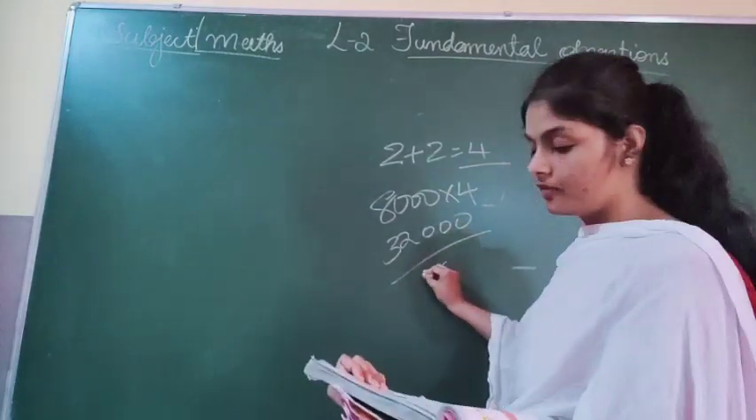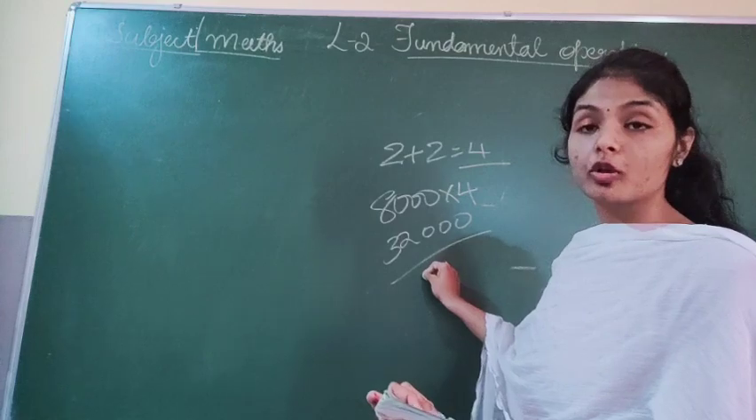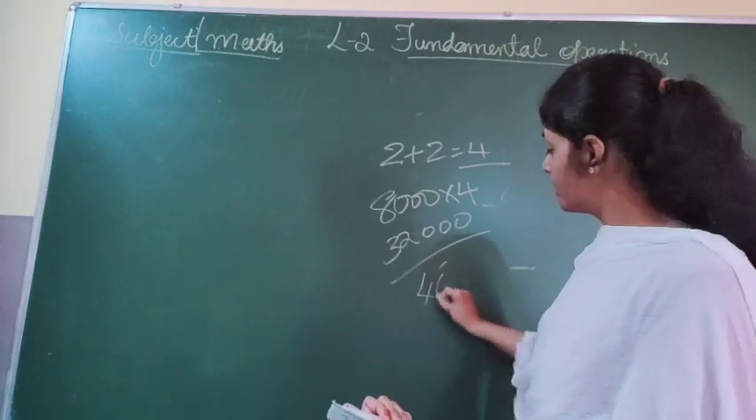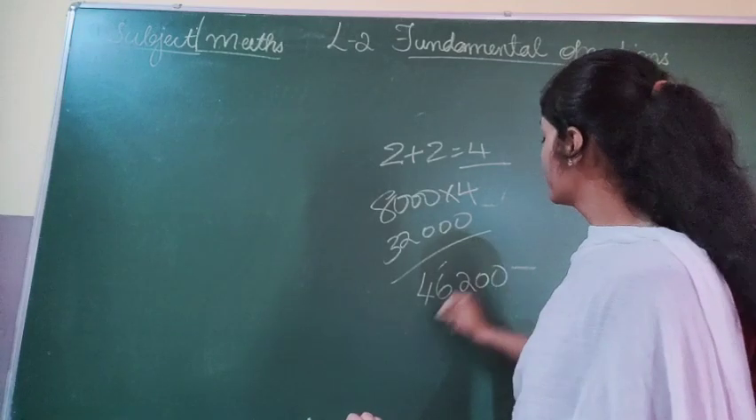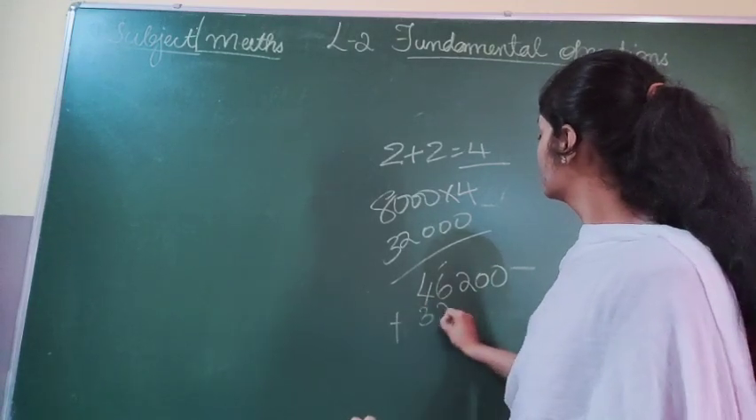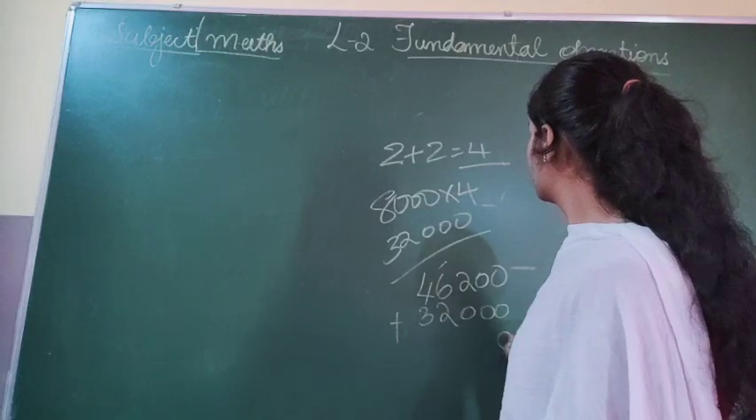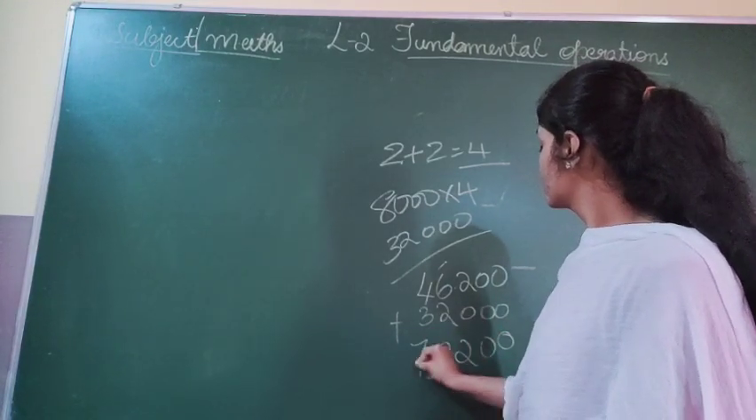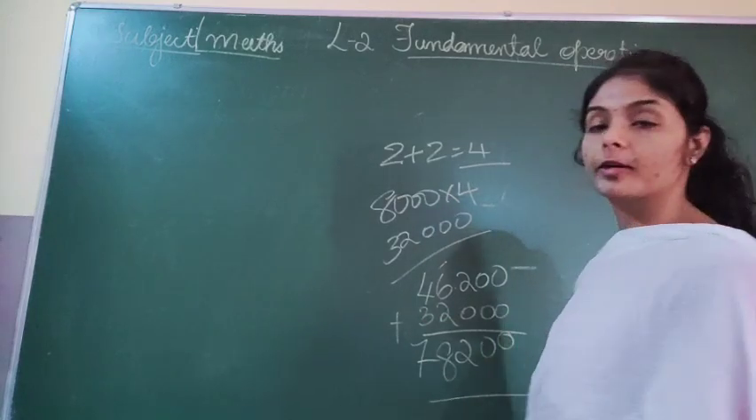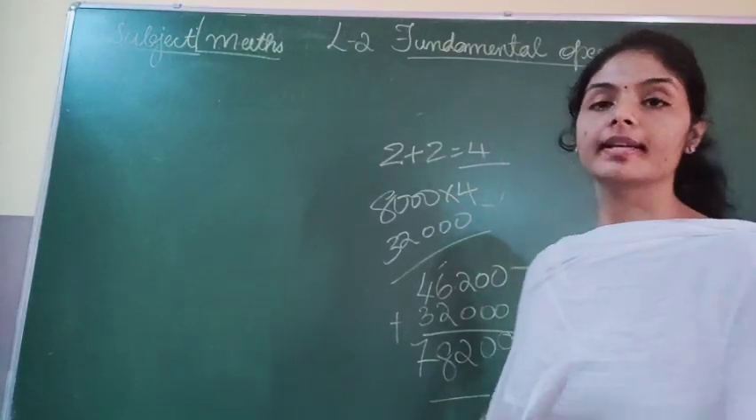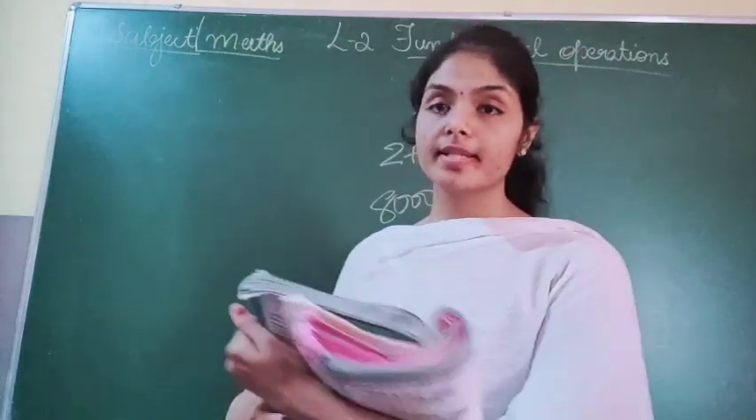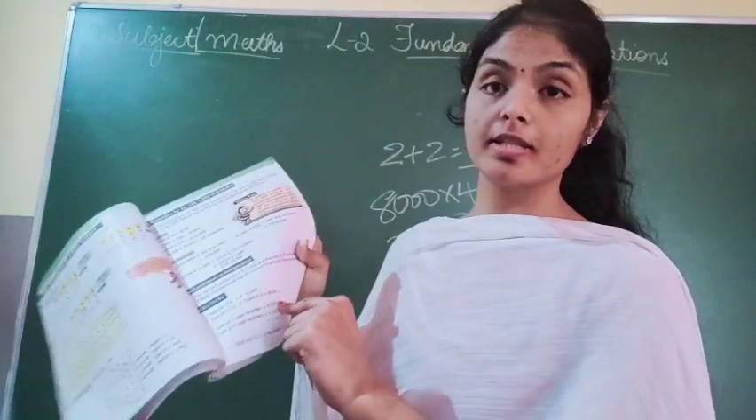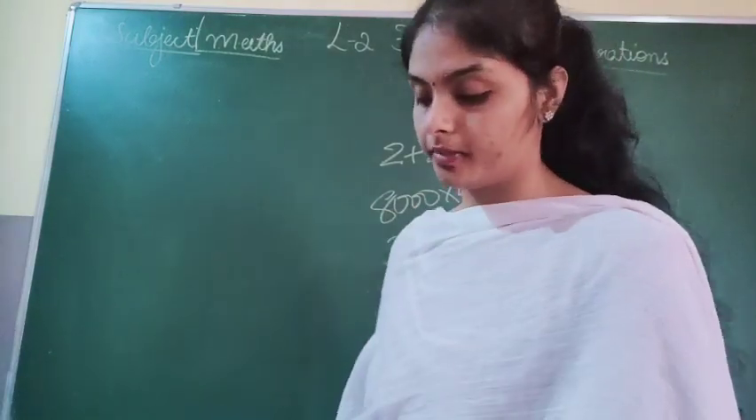Now, the first answer we got, for which one? For the cost of the color TV, for 3 sets. The answer is 46,200. We have to add it with 32,000. So this is your answer, the total cost of all the calculation. Understood? This is the way we are going to work out the sums, children. Please understand this concept. Understand each and everything.